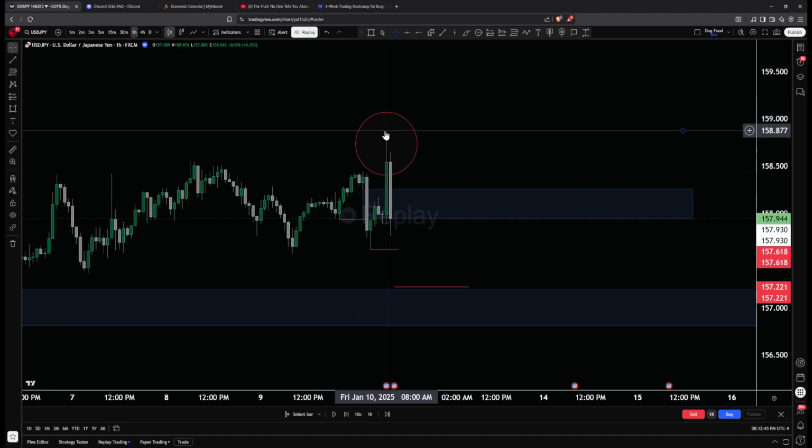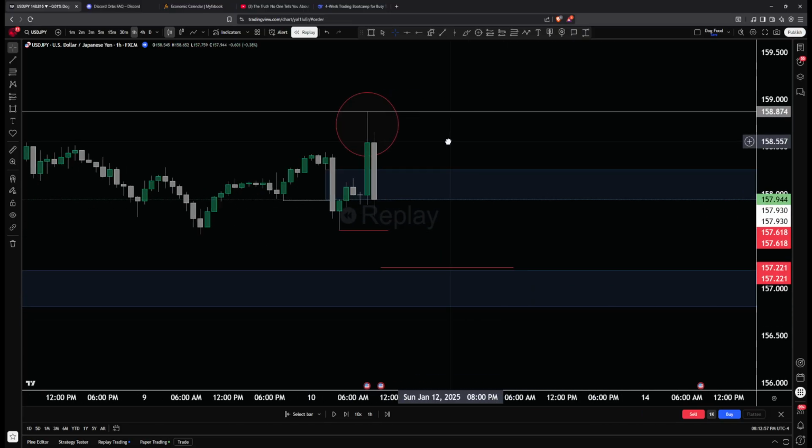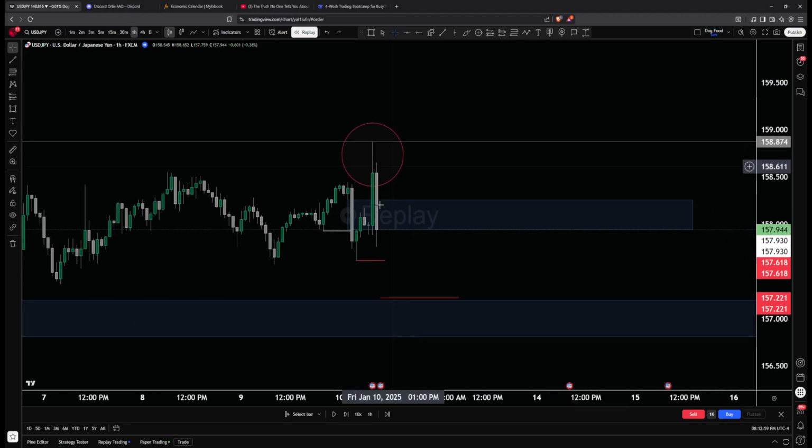Okay, see how they shot up, made that high, and then they came right back down into that zone. So this filled this gap, and this is the rejection of this gap from wanting to keep going up at this current time period. So stay with me. This is all going to come together on how Fibs works for a sell.